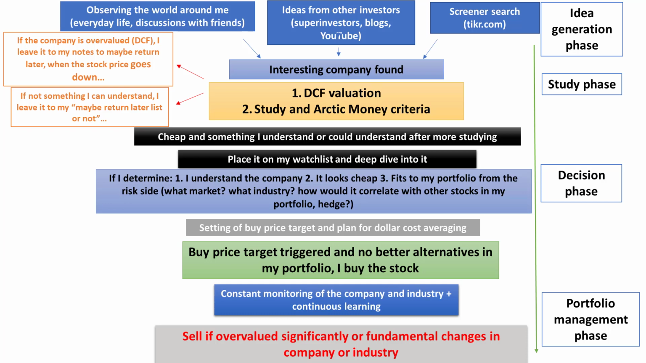Pretty obvious, but needed to be said here. Let's move forward to what I have written here in gray: setting of buy price target and plan for dollar cost averaging. So basically I already had my valuation done, and now I lock in my buy target for the company. Let's say for Crocs, I can't remember. Actually it was, I think, the same buy price target, $54, as the company is trading actually today. I just happened to check it.